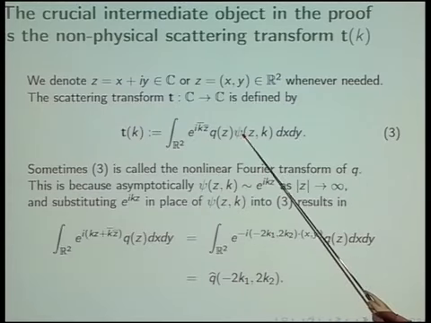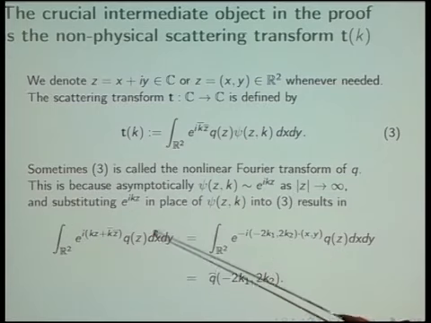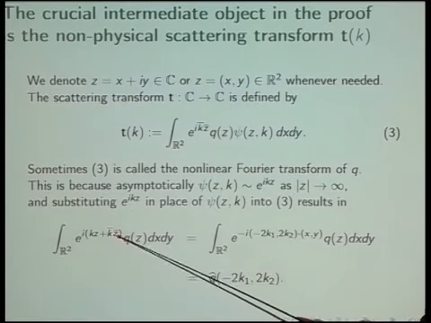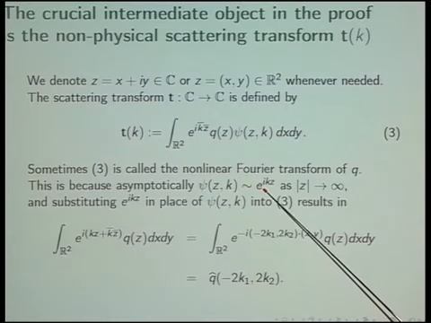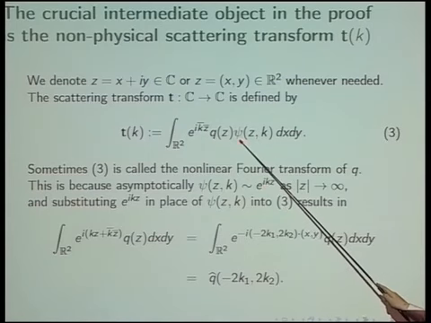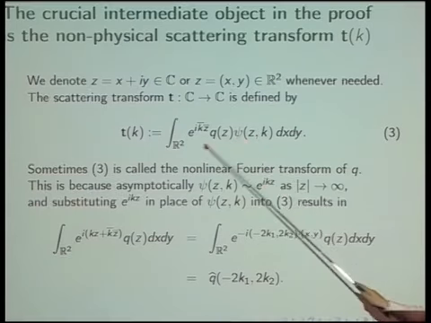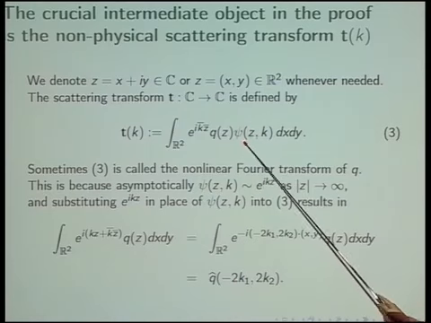Now, if psi would be equal to e to the ikz, in that case, this integral would equal this one. And after some computation, we see that actually it's the Fourier transform of q evaluated at this point. However, psi is really not equal to this one. It's only asymptotically close to it, and it depends on q. That's why this t here is nonlinear in q. Q is here, and also this one depends on q. But it's somehow close to the Fourier transform anyway.